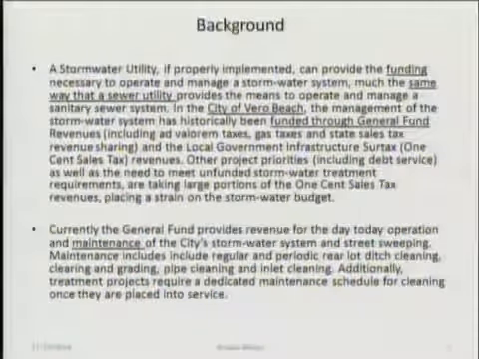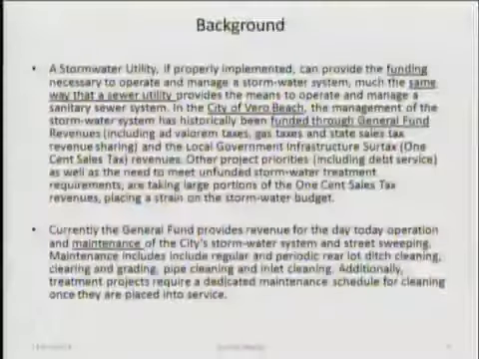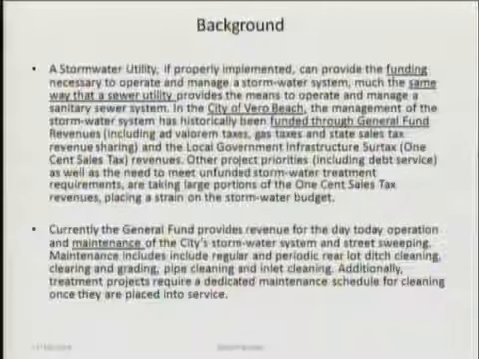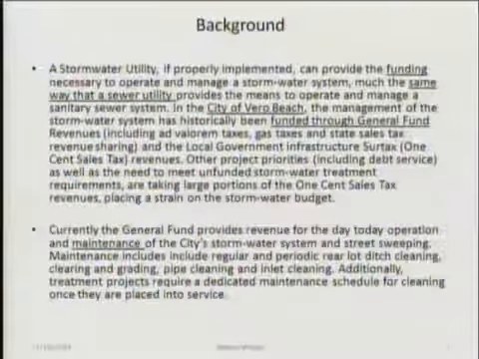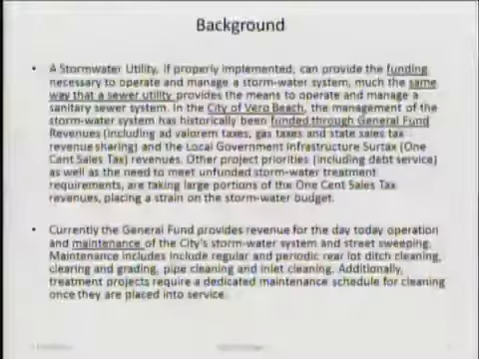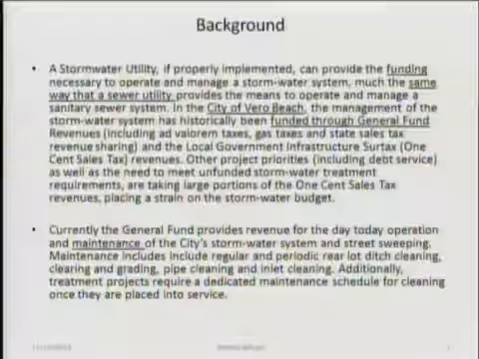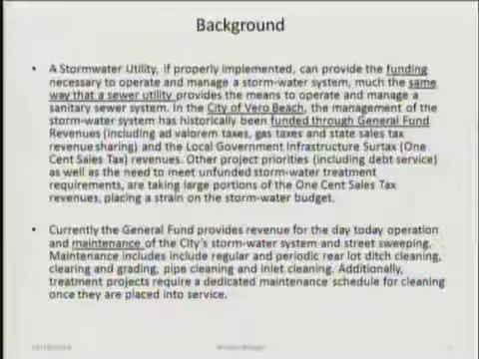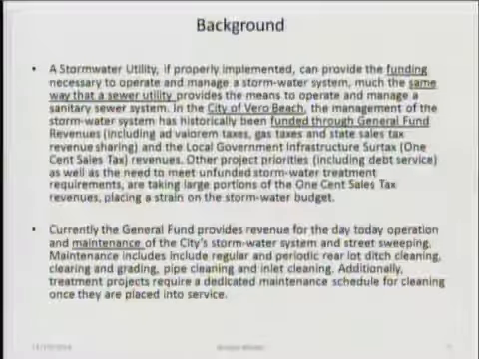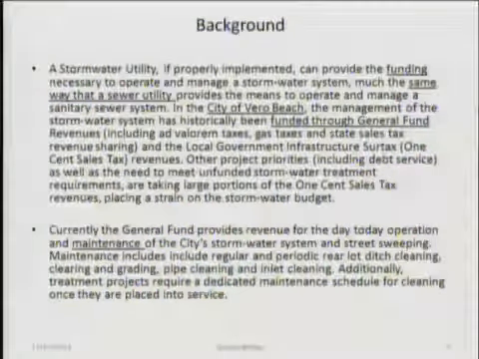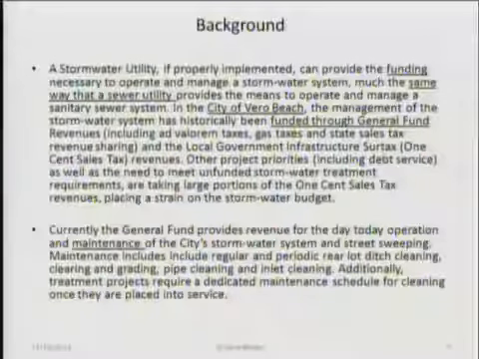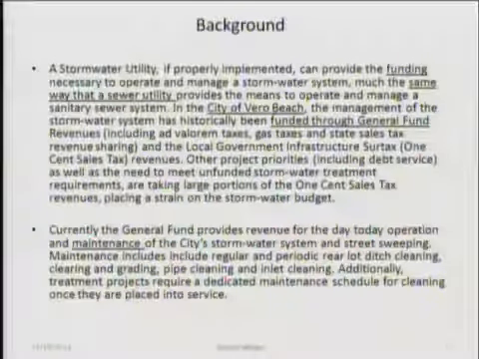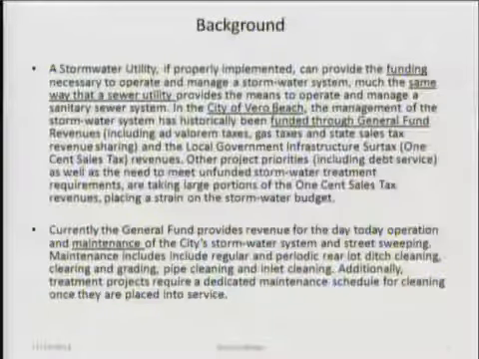And in the city of Vero Beach, the management of the stormwater system has historically been funded through the general fund revenues, including ad valorem taxes, gas taxes, state sales tax, revenue sharing, and so on. The local government infrastructure surtax, 1 cent sales tax revenue also. Other project priorities, including debt service, as well as the need to meet unfunded stormwater treatment requirements, are taking a large portion of the 1 cent sales tax revenue, placing a strain on the stormwater budget. I think you'll remember this last year. We were trying to spend $200,000. We only could spend $100,000 because we had a collapsed culvert. I believe it was on 20th Avenue.